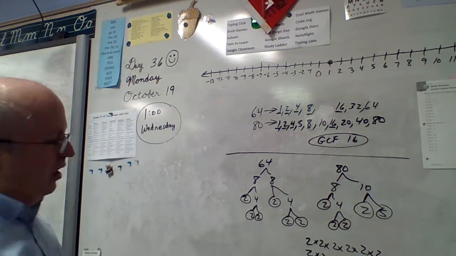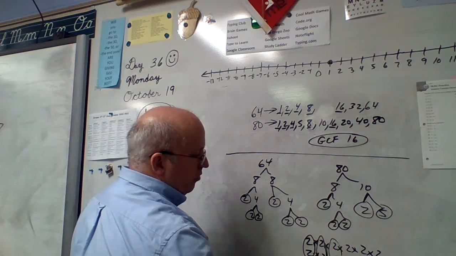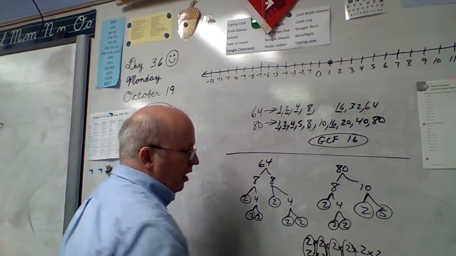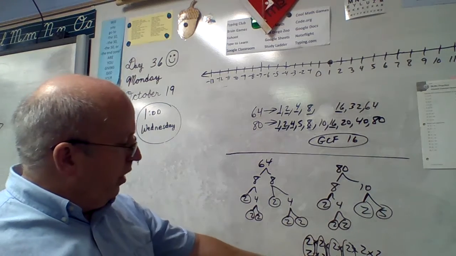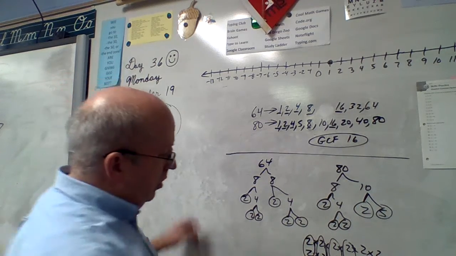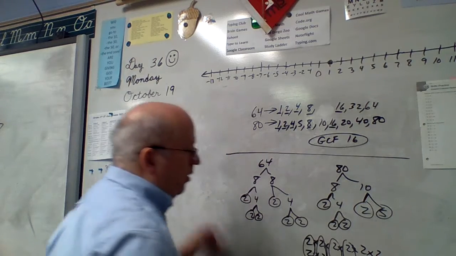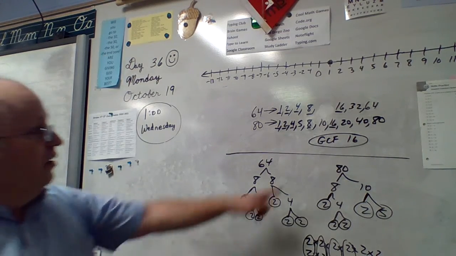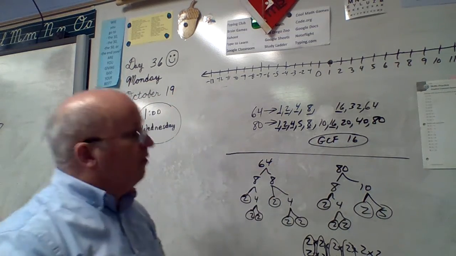Now, what do they have in common? They have a 2, another 2, another 2, and another 2 in common. Do they have anything else in common? Nope. What is 2 times 2 times 2 times 2? Isn't that 16? Yes, it is. So the greatest common factor is 16, just like we got up here. Same answer.